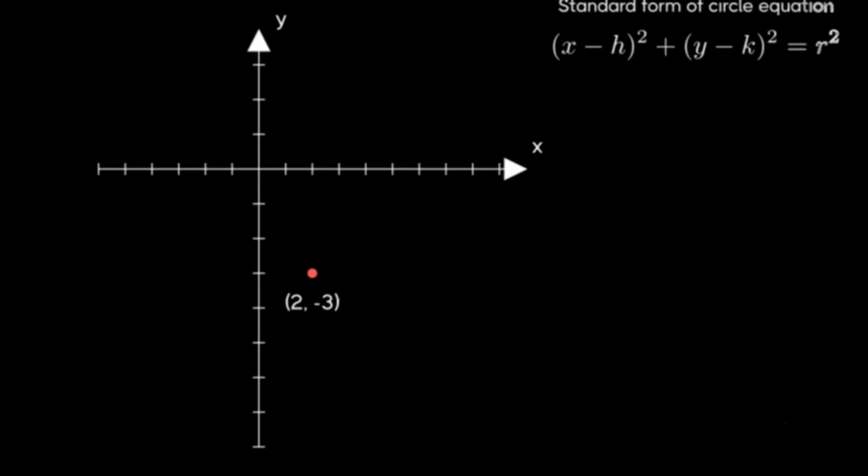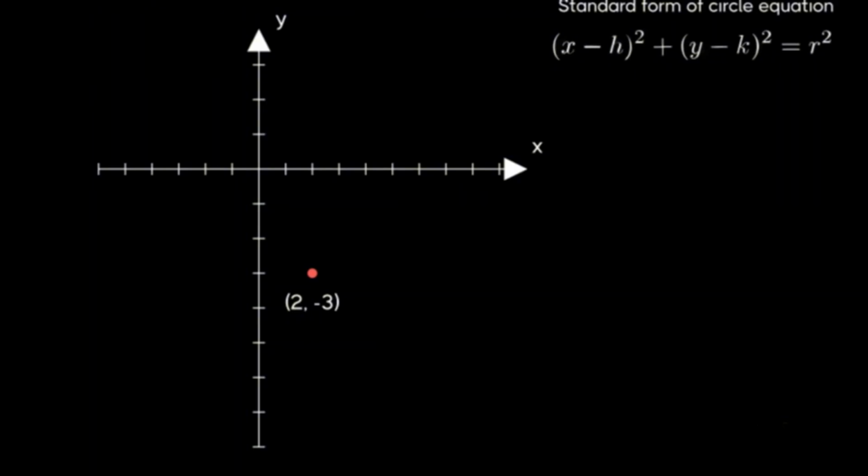Let's explore how to derive the equation of a circle with a center at the point (2, -3) and a radius of 5 units. We'll use the coordinate plane to visualize this circle and develop its equation step by step. This red dot represents the center of our circle at the coordinates (2, -3).